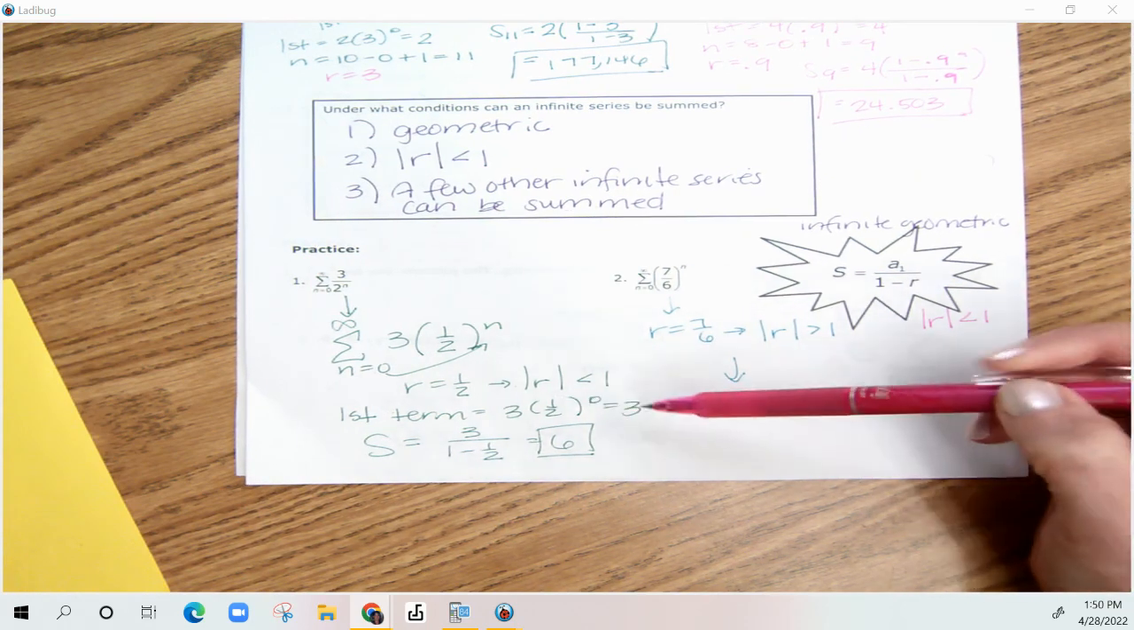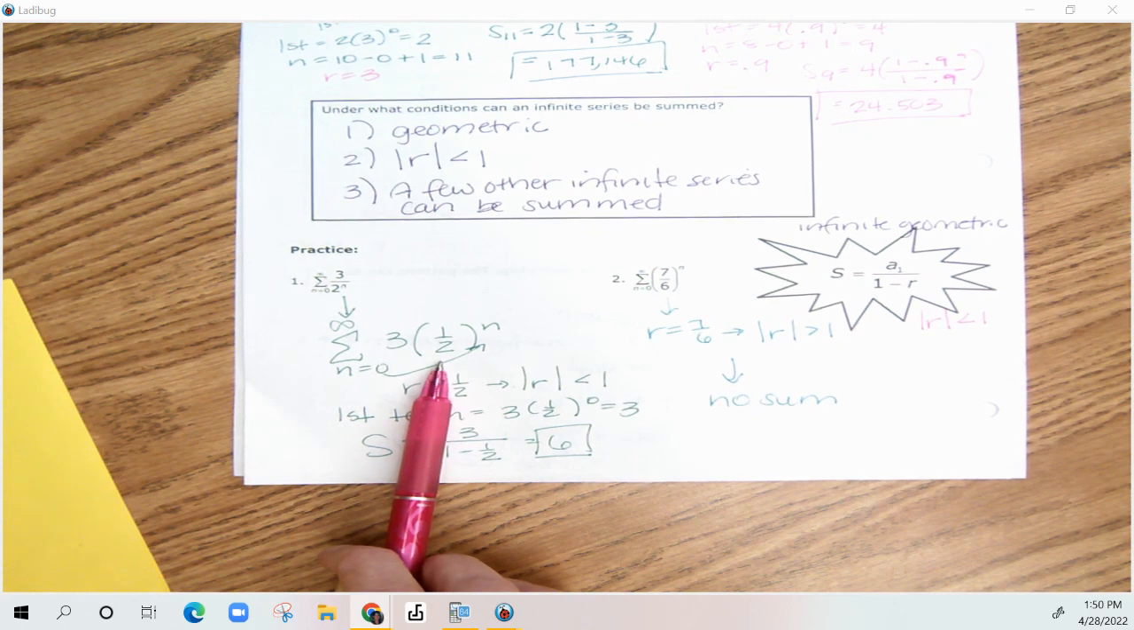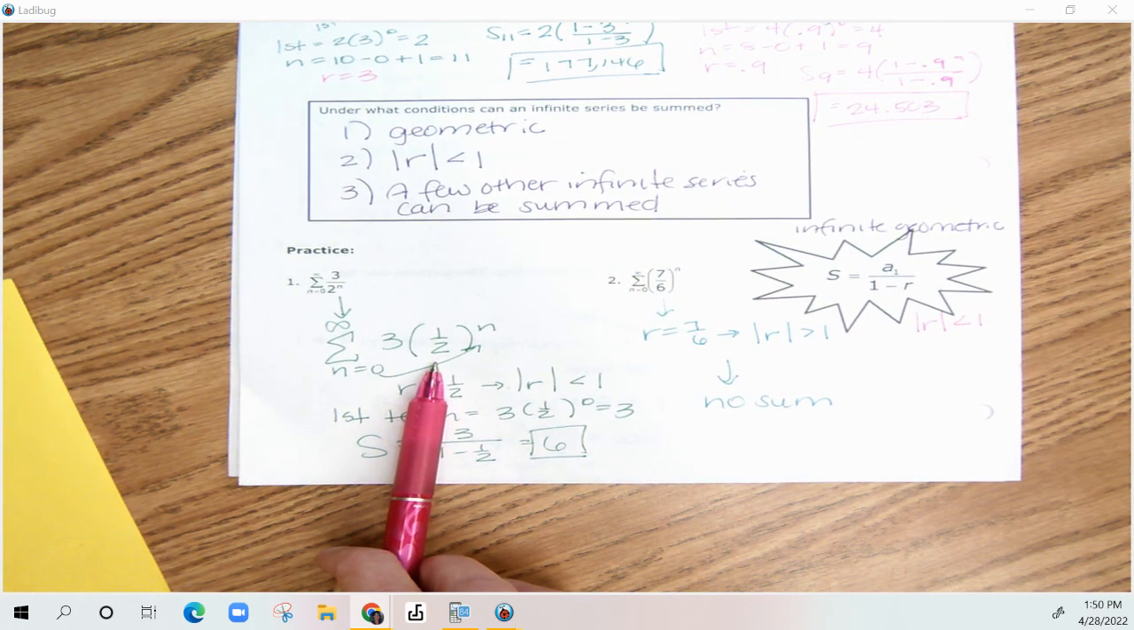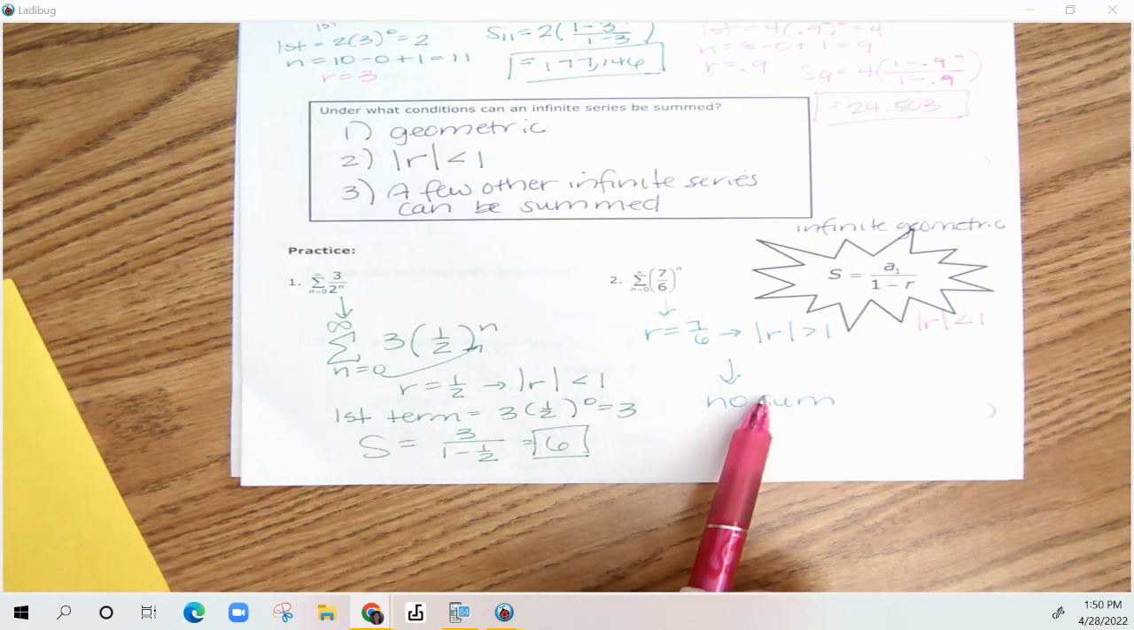The idea here is that if the common ratio is between 0 and 1, then this will be a series that grows towards a horizontal asymptote. So that's how come we can find a sum. But if the common ratio is greater than or equal to 1, then it just keeps getting bigger and bigger and bigger, or smaller and smaller and smaller. So we can't find a sum. It's going to grow to infinity or grow to negative infinity.